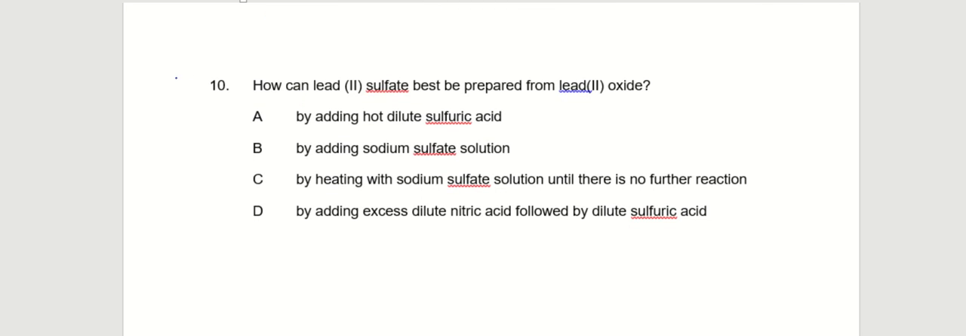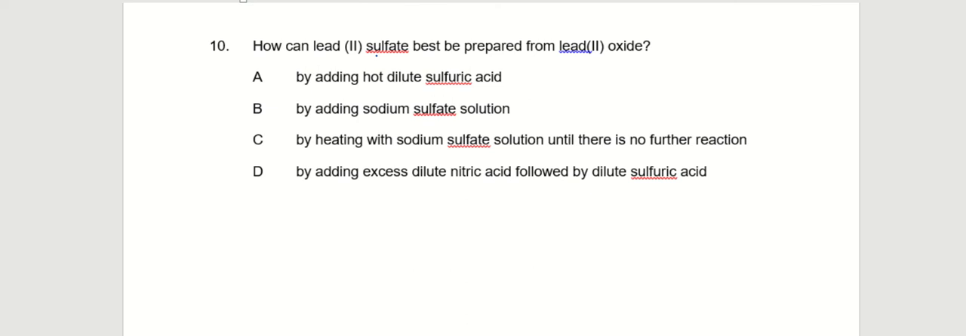How can lead 2 sulfate be best prepared from lead 2 oxide? Again, we want to prepare lead 2 sulfate. Let us recall what kind of salt lead 2 sulfate is. We remember that all sulfates are soluble except calcium sulfate, lead sulfate, and barium sulfate. So that means lead 2 sulfate is an insoluble salt. For an insoluble salt, usually the starting materials have to be two solutions. So we start with two different solutions.